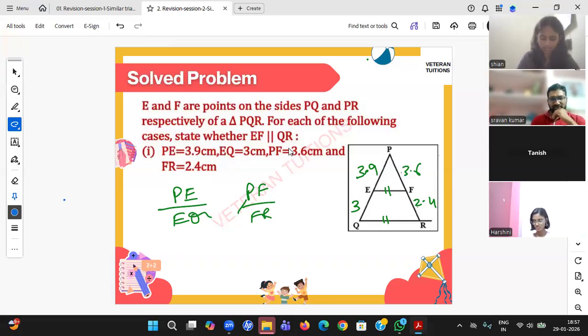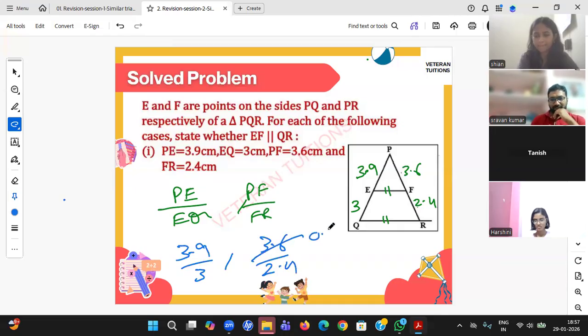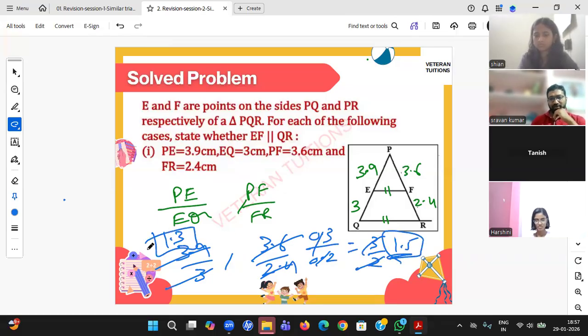Yes, Karthik, right. Tanish. PE by EQ is 3.9 by 3. PF by FR is 3.6 by 2.4. I'm getting 3 by 2. Can 3 by 2 be equal to 3.9 by 3? It's 1.3. It's 1.5. How can they both be equal, student? They are not equal. They are not parallel. So this line, even though it looks like it, is actually like this, I guess. Then only we can say it is not parallel, right?